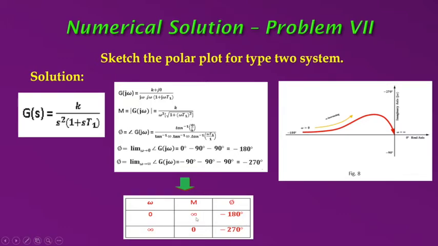Starting point is magnitude is infinity, but this angle is minus 180. So this is the minus 180 degree axis when omega equal to 0. Then this polar plot starts from that side and moves to this minus 270 because there is the minus 180 to minus 270. But this magnitude is 0 when omega is increased. Then this magnitude is decreased. So this is the final polar plot.